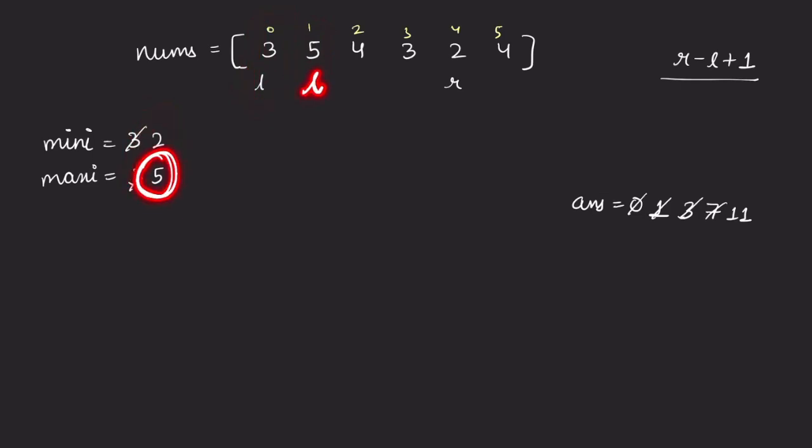Still maximum is 5 only. So the difference is still greater. Then you will move your L here. Now you will see that inside this, minimum is 2 and maximum is 4. So here the condition is satisfied. So this I can take, right?